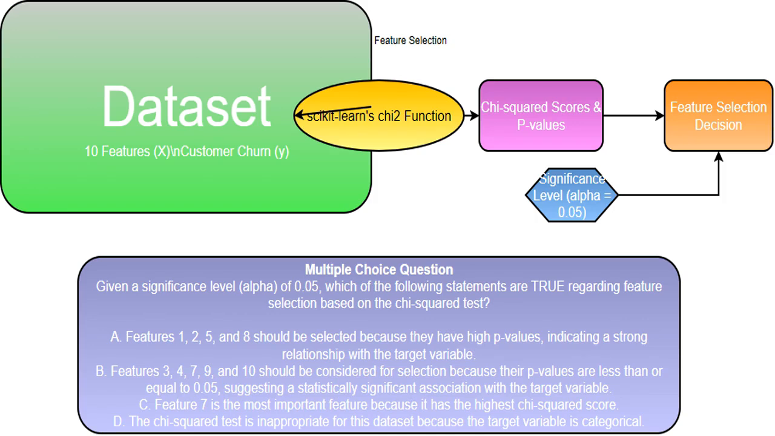I have a dataset with 10 features, X, representing different characteristics and a target variable, Y, indicating customer churn. Customer churn is a binary variable. 0 means the customer didn't churn, and 1 means they did. I'm using this dataset to practice feature selection.